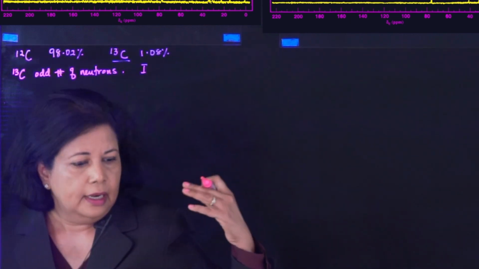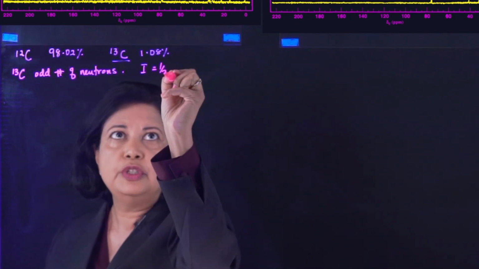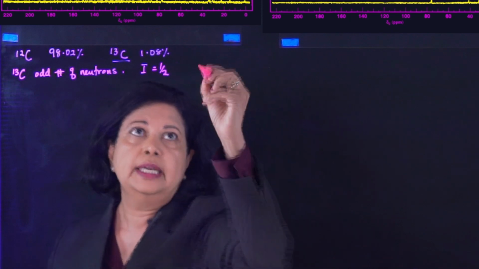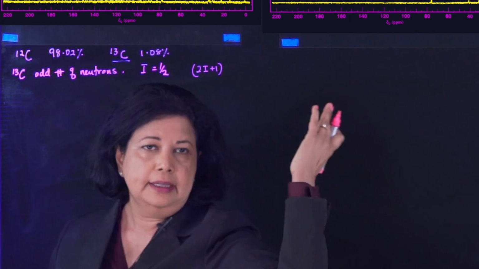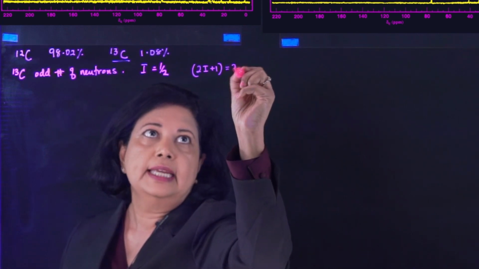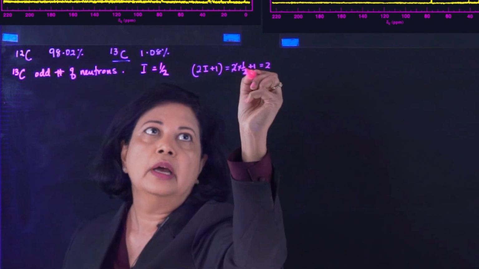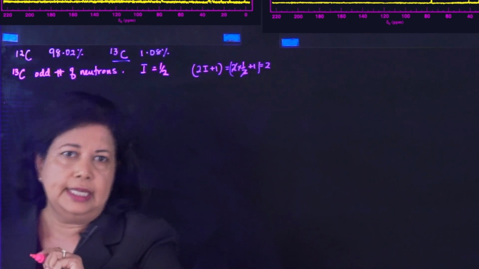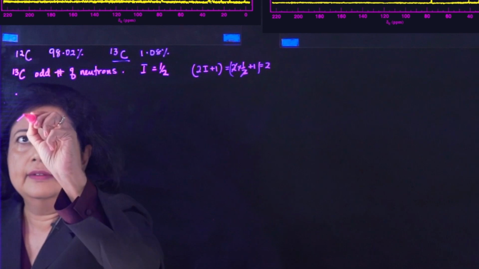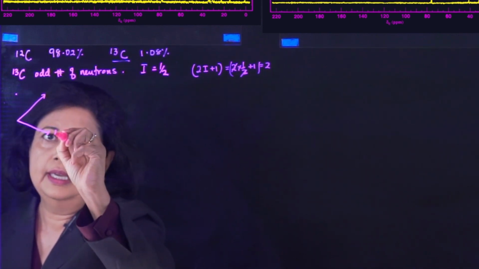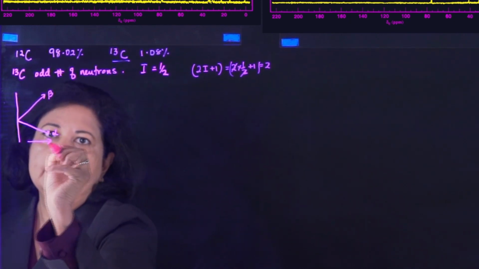It has a quantized spin angular momentum, and the spin number here is a half, just like for a proton. So we know how many energy levels it will have in a magnetic environment: 2 times a half plus 1, and that is 2. And so you will have 2 states, just like we talked about in a proton. They're very similar. So it will have an alpha and a beta state when you place them in a magnetic field.